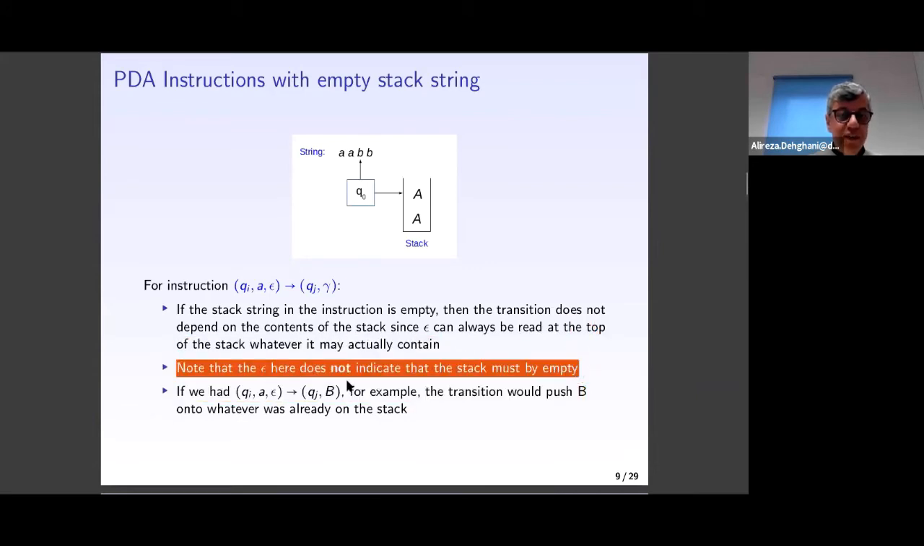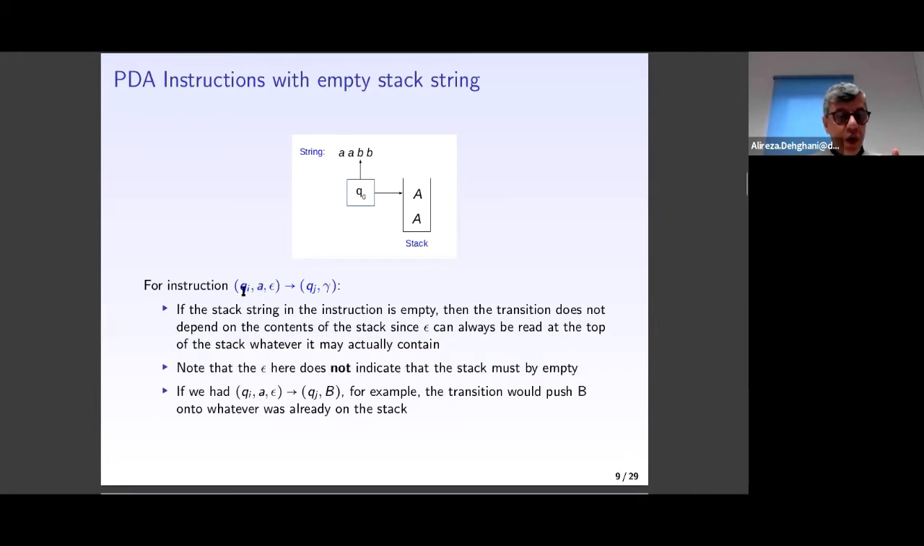So epsilon doesn't mean the stack should be empty. So this doesn't mean if you are in state Qi, read character a, the stack is empty, go here. No, it means if you are in state Qi, read character a, whatever is on the top of the stack, do these things. If we had, for example, the transition would push B into the stack like we discussed.